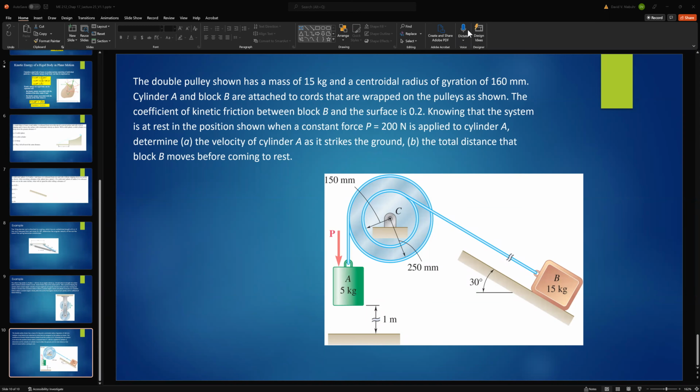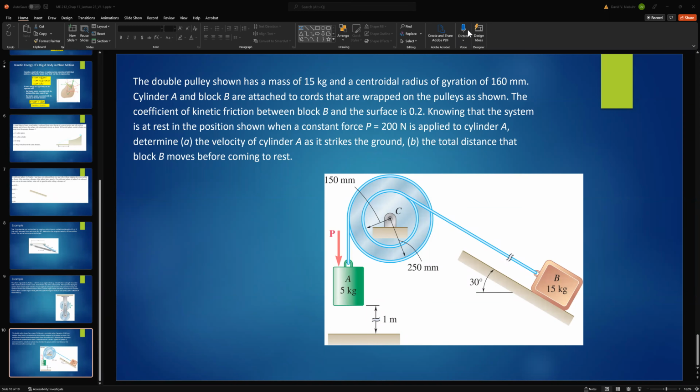So let's go ahead and let me go back to my dot cam. There we go. So there's my dot cam. Hopefully it'll behave a little better than last time.